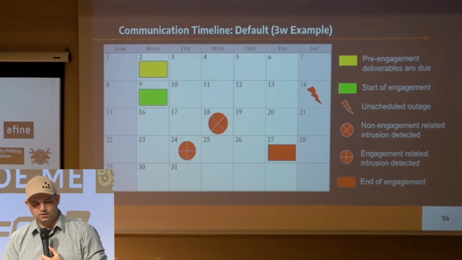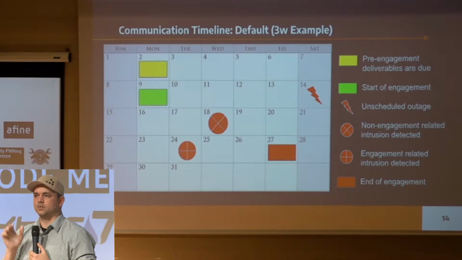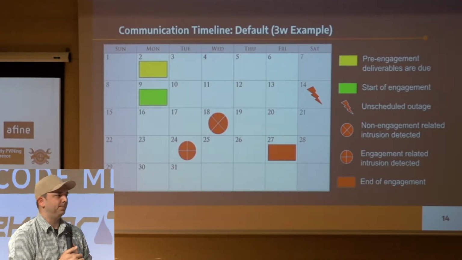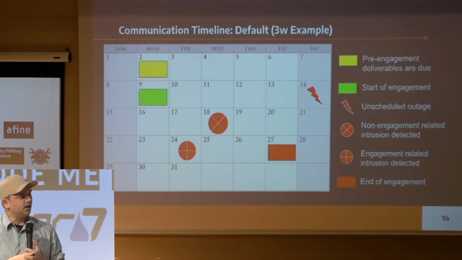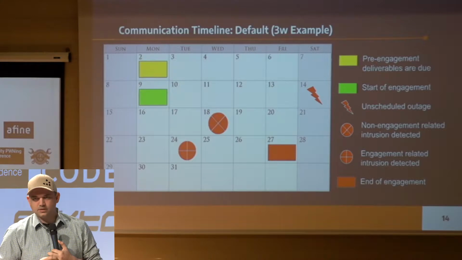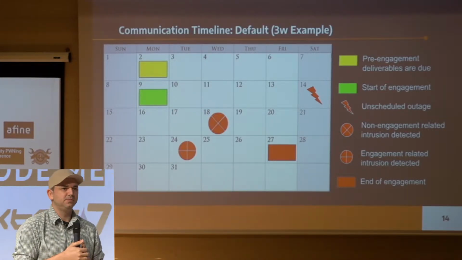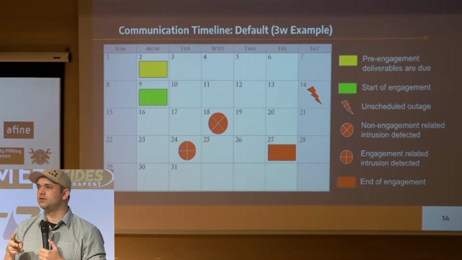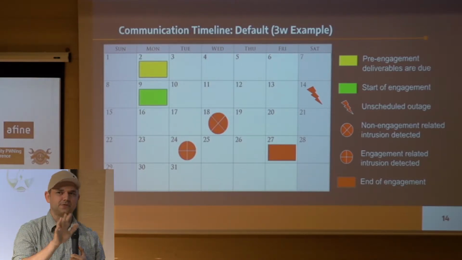customer or partner, hey, pen tester, we've had an unscheduled outage. I want you to do full stop because we need to deal with this, or was this you, or anything like that. And then the non-engagement related intrusion detected. Like I said, this is an actual timeline. So one of the partners I had 2 intrusions, different intrusions, while our pen test was going on, and they said full stop.